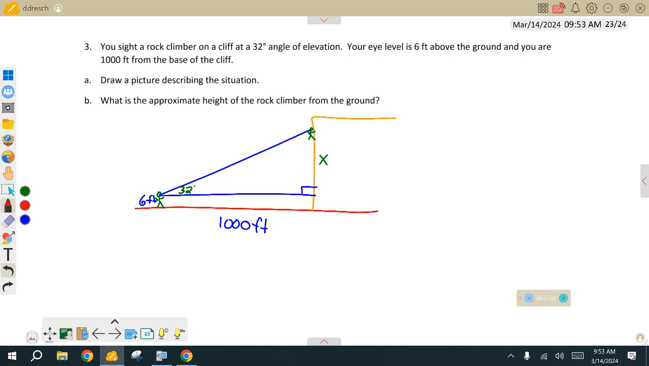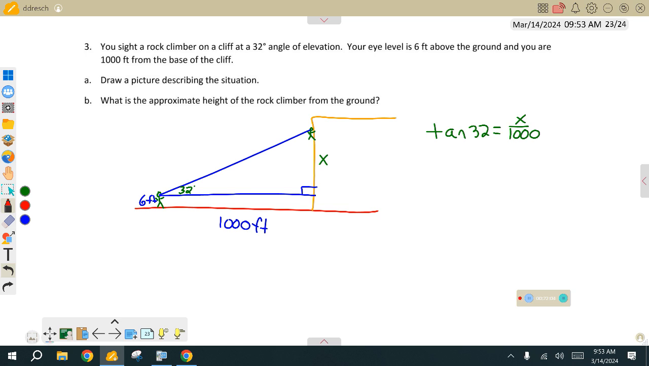We've got some trig together. We've got a right triangle. What type of trig do we have going on? Sine, cosine, or tangent? Tangent, right? At 32 degrees, which we know, we have the opposite and the adjacent. So let's go off to the side. Tangent of 32 equals opposite over adjacent.